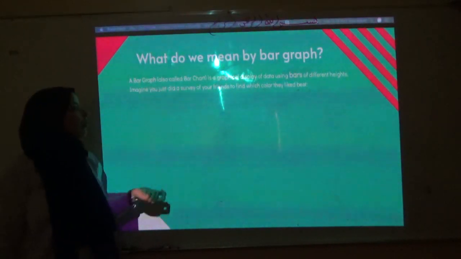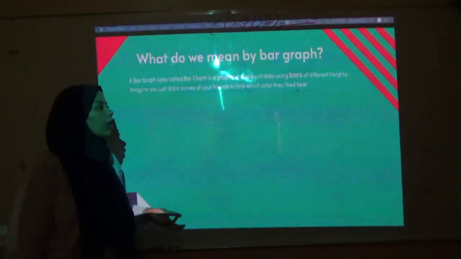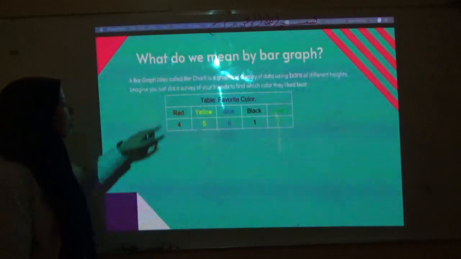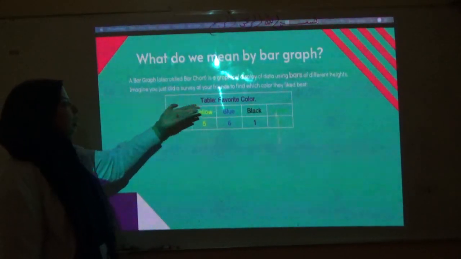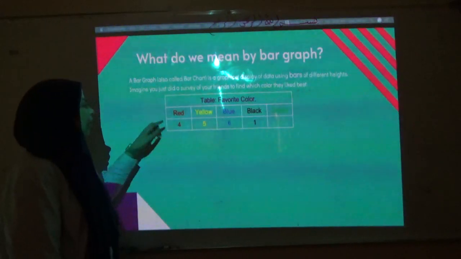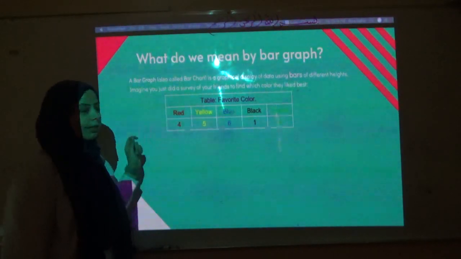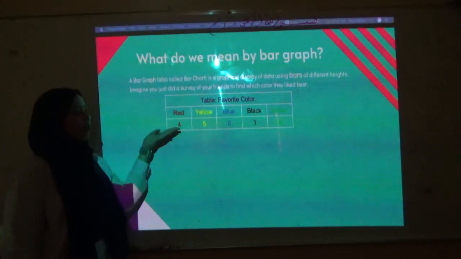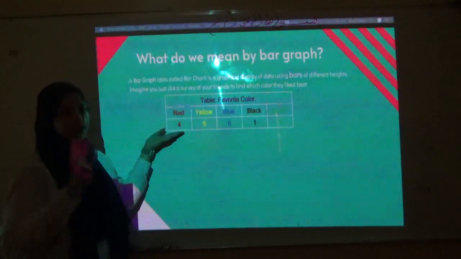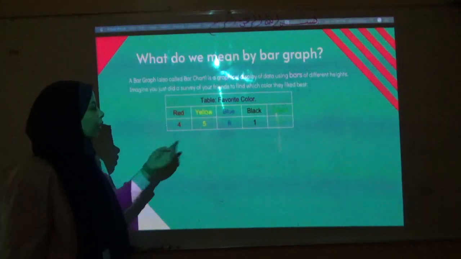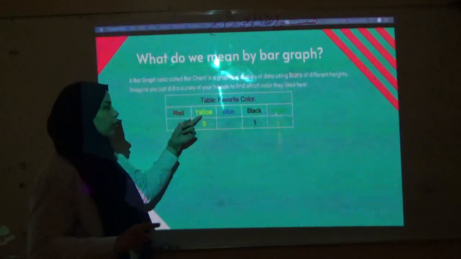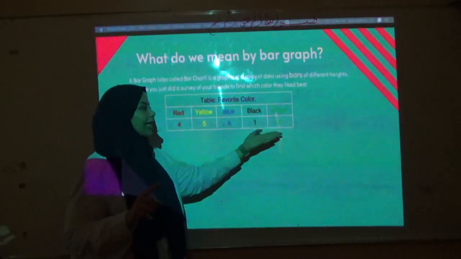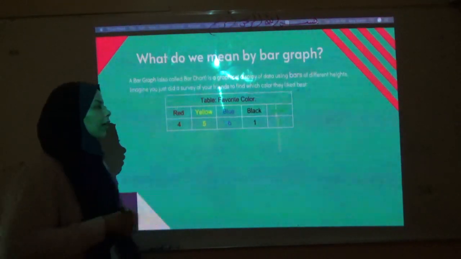Imagine you just did a survey on your friends to find which color they liked best. So here's the data you collected. Here is the title of the table, the favorite color. Here are my colors, and here is the row of the data. When we read the data, I have 4 friends who love red, 5 friends who love yellow, 6 friends who love blue, and 1 friend who likes black, and the last one, 4 friends who love green.